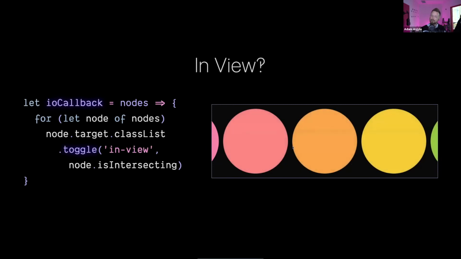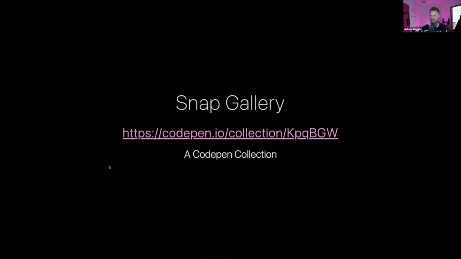This does not tell you if it is snapped or not, but it does tell you if something is just intersecting with your scroll port at all. And I find it is pretty handy. And the callback here looks kind of nice. There's a whole bunch of these demos, by the way, and I'm going to end up opening this up in a tab because we're going to look at it in a second. But visit this Snap Gallery.